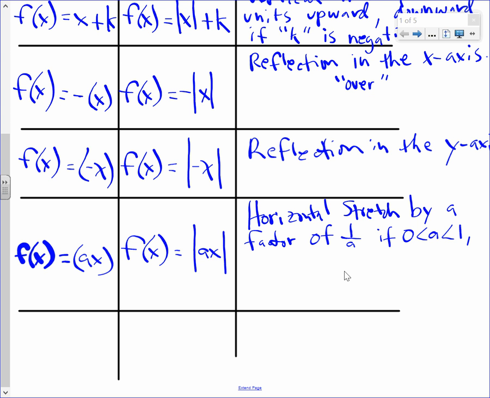But what if it's greater than 1? What if it's not a fraction, in other words? Well, it's going to be a horizontal shrink. If A is not a fraction, that means A is greater than 1. Write that in there. There's the moral of the story. There's the effect. Write nice, neat notes, because this Friday's quiz, you're going to see this.